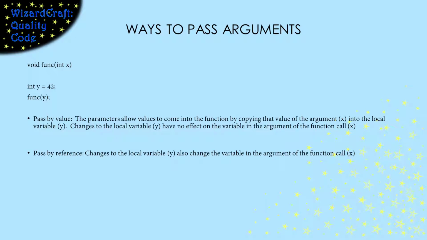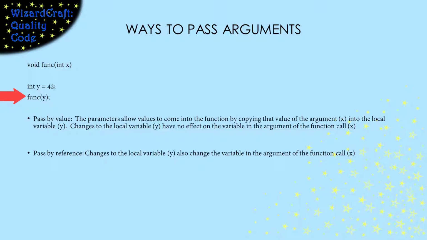Now that was a pretty contrived example. Let's do another one that is a little bit more realistic. But first, we need to define some terms about parameter passing. Suppose I have a function that takes one integer parameter. When I call that function, I pass an integer variable into that function.